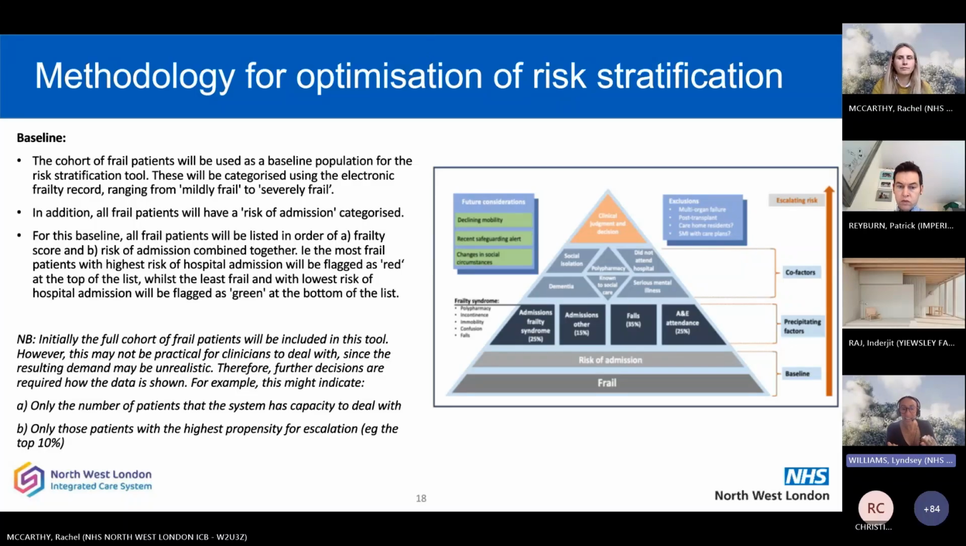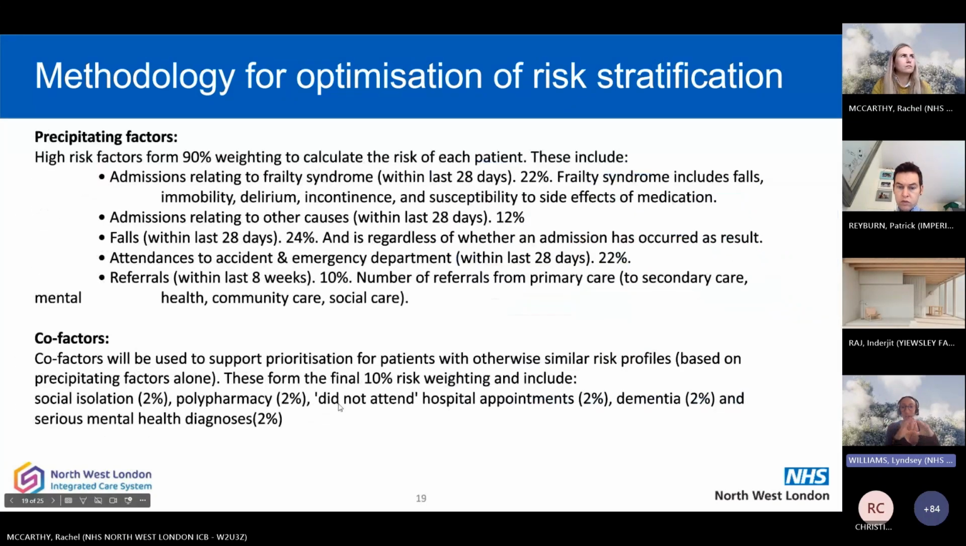So the next slide shows you that we start with the baseline, but then we added in some other factors. So the high risk factors, they're under the precipitating factors, the high risk ones. So admissions, and we've put that admissions related to frailty, your falls, and immobility, your delirium, your incontinence.